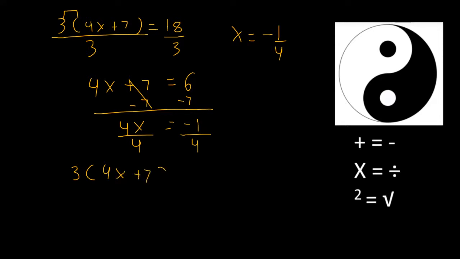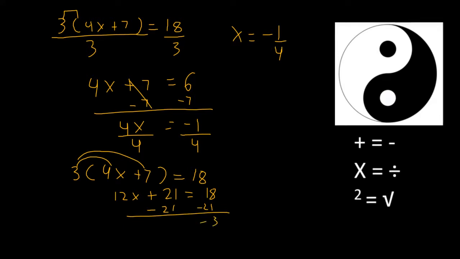It's something called distributing. So we could distribute it here and then also right there. So when we distribute it, it's going to be 12x plus 7 times 3 is 21 equals 18. From here, we're going to subtract the 21, which is negative 3, equals 12x. And then we're going to divide by 12, divide by 12, x equals negative 3 over 12. And when we simplify it, we can divide both of them by 3, so it's negative 1 over 4.